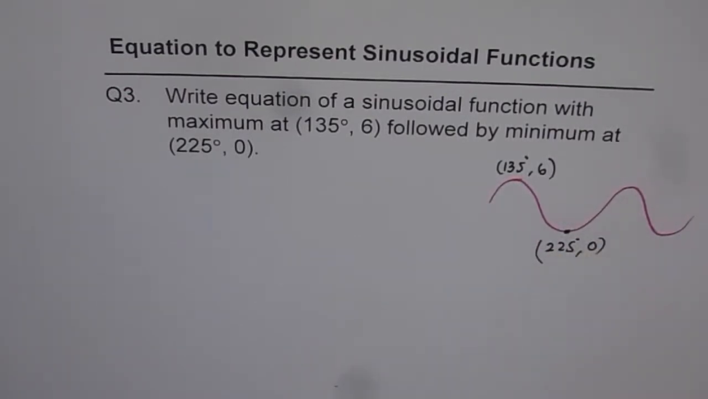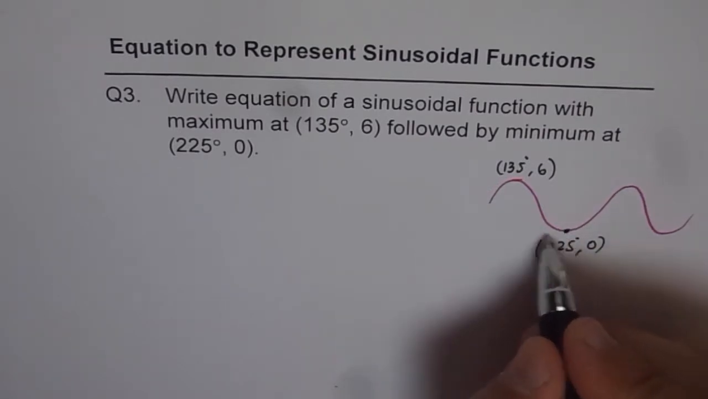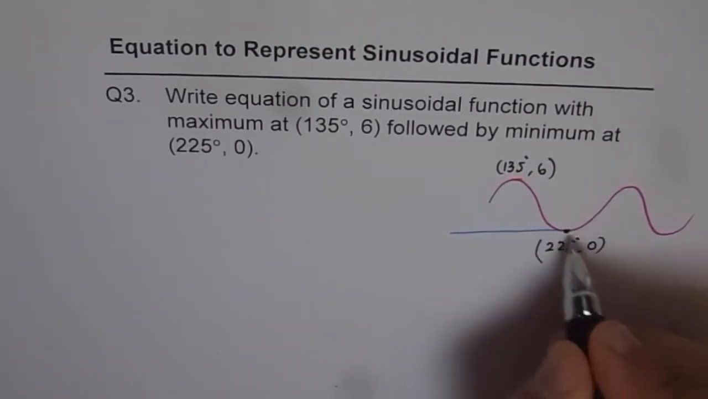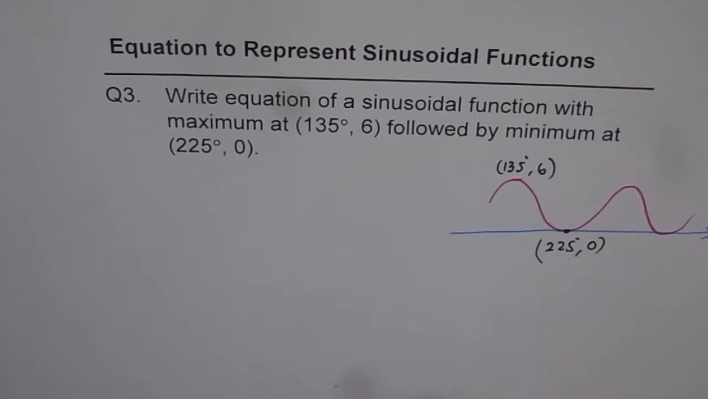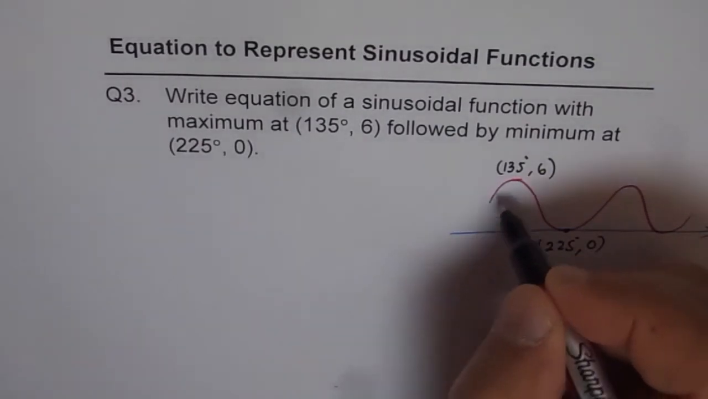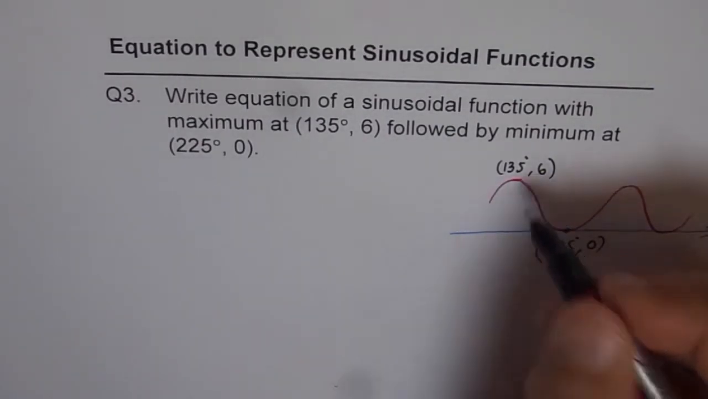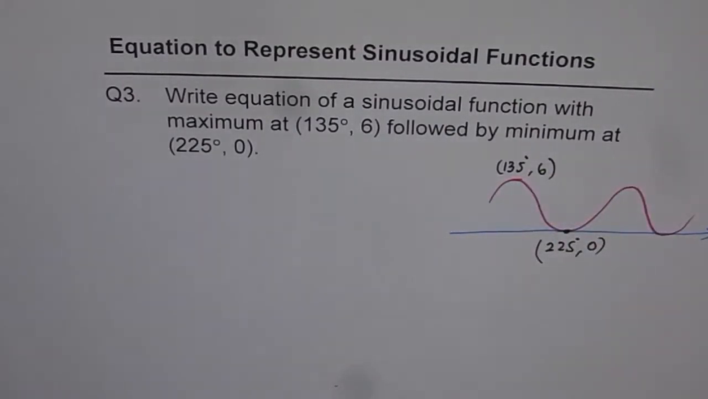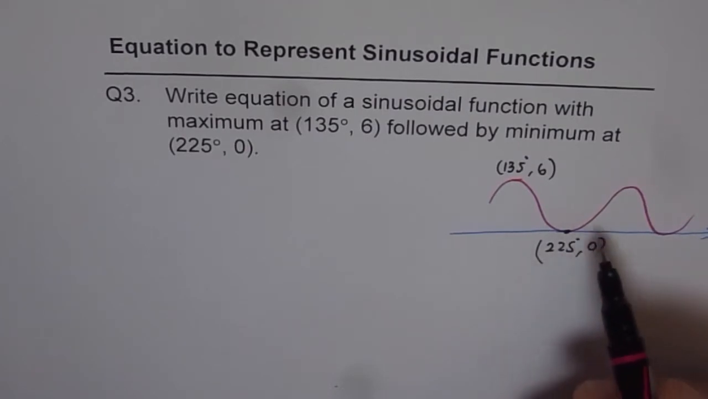That means the x-axis is along this line, so we can easily draw our x-axis. That's good. I'm purposely not drawing the y-axis because I don't know where it starts. At this moment we are not really in a position to draw the y-axis. Anyway, we can write down the equation.